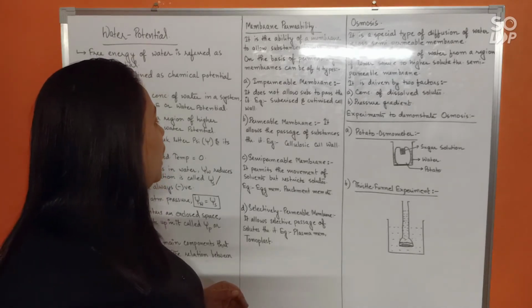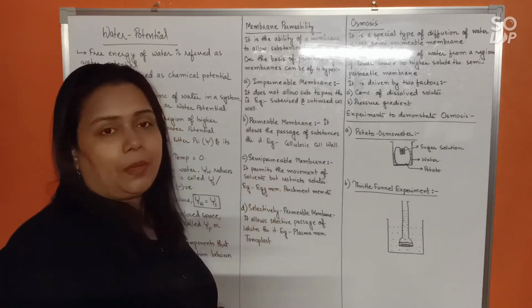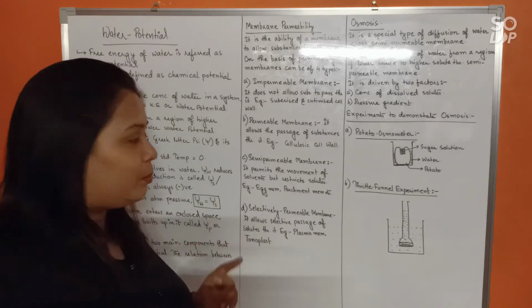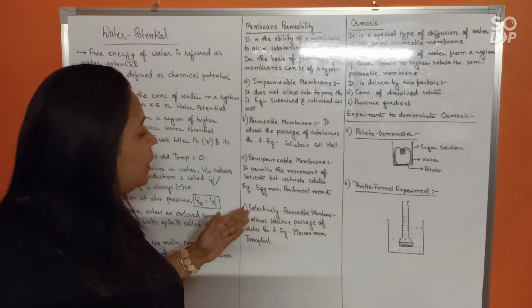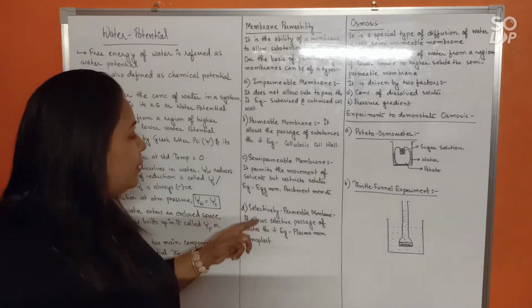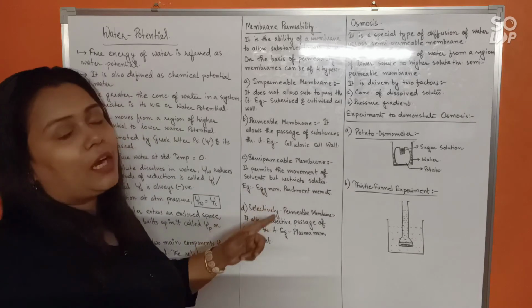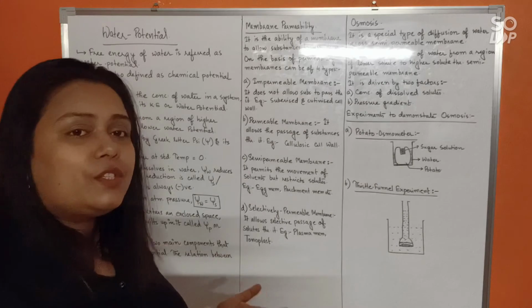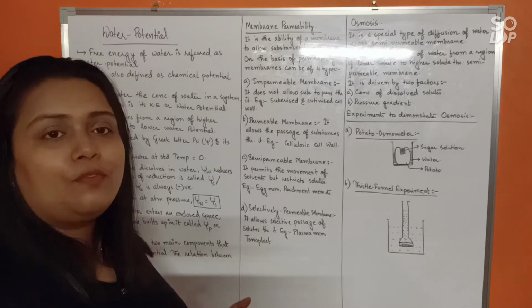Alright. Next, semi-permeable membrane. Now these are the membranes which will permit the movement of solvents but will always restrict the solutes. Okay. For example, egg membrane or parchment membrane. These are the membranes which will allow solvents to pass but restrict all types of solutes.